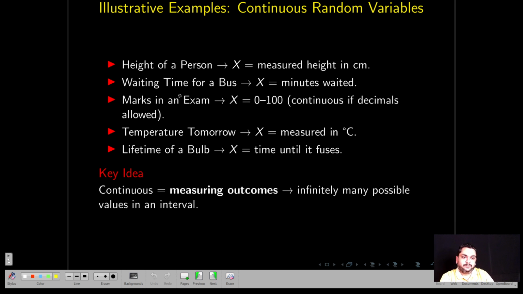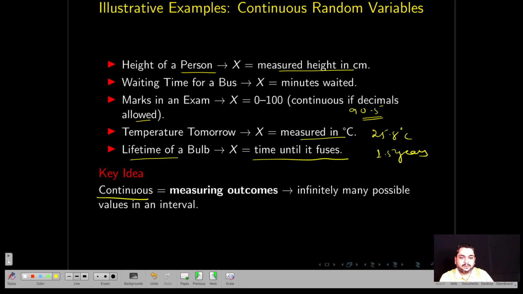Examples for continuous random variables. Height of a person, measured in centimeters, like 175.5 centimeter. Waiting time for a bus, X minutes waited. Marks in an exam, if decimals are allowed, like 90.5. Temperature tomorrow, measured in degrees Celsius, 25.8 degrees Celsius, something like this. Life of a bulb, time until it fuses. So it can come to, say, 1.5 years.